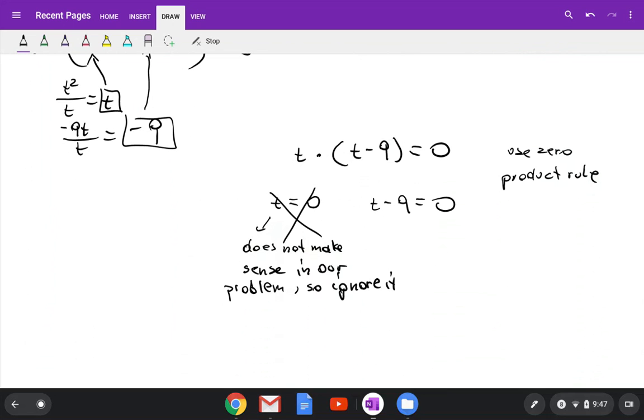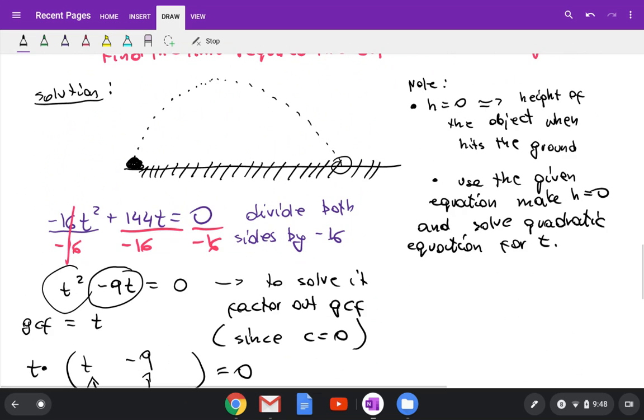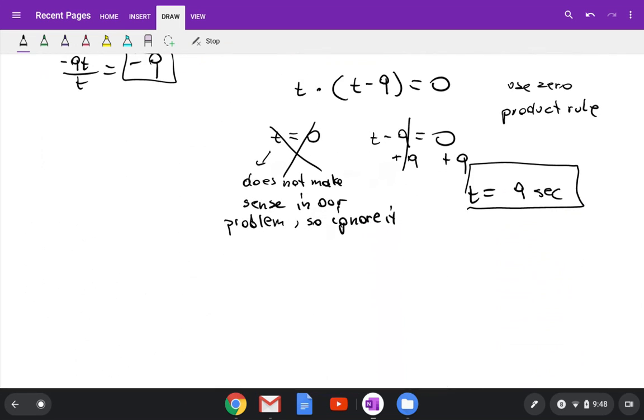So let's solve the second equation. We're going to add 9 to both sides, and we end up with t equal 9, which means t equal 9 seconds. This one definitely makes sense. Again, after 9 seconds of throwing the object into the air, it should hit the ground again. Okay, so that definitely makes sense. So the answer, time is 9 seconds. Okay, so that's your final solution.